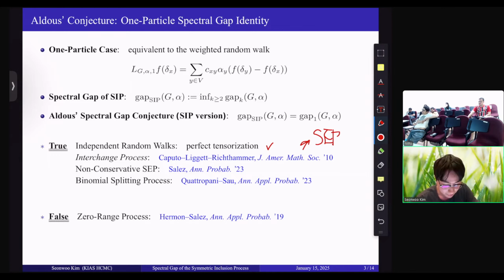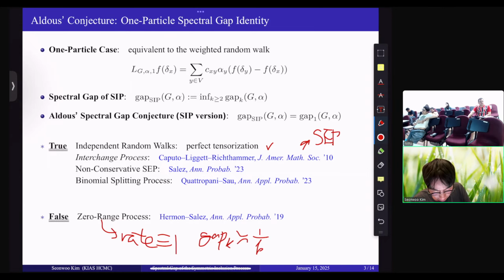So, for example, recently Justin Salez proved this identity in the non-conservative case. And for the specific binomial splitting process, it was proved by Matteo and Federico. And also we can prove that this equality does not hold, which means that this gap somehow decays, so gap k decays as k goes to infinity. For the zero range process, this is the process where the rate is uniformly 1, such that the more particles we have, the more the particles slow down. And they prove something like gap k scales like 1/k².